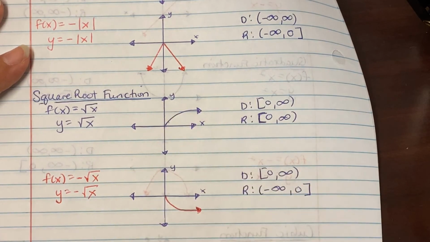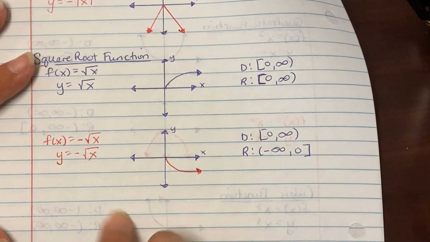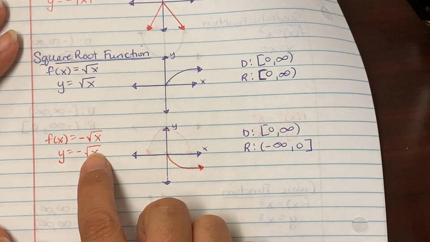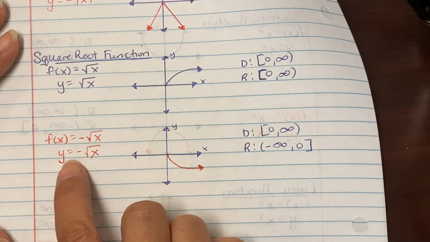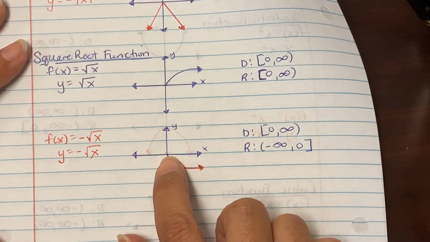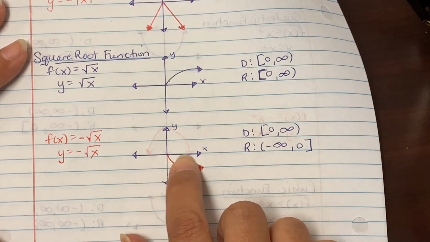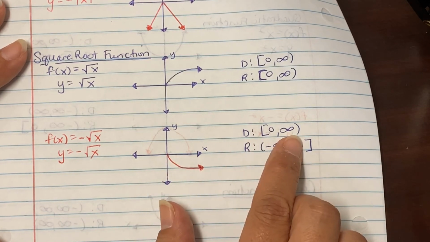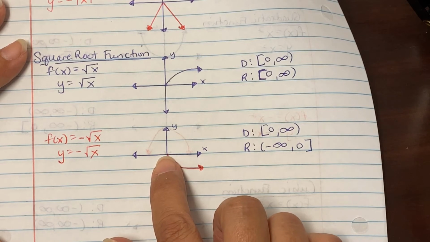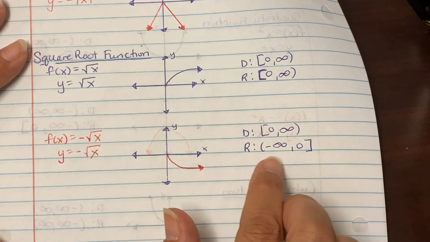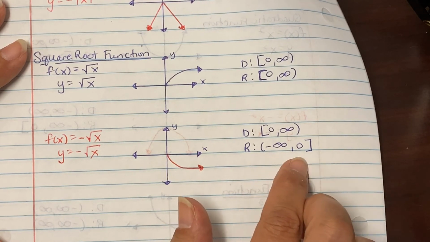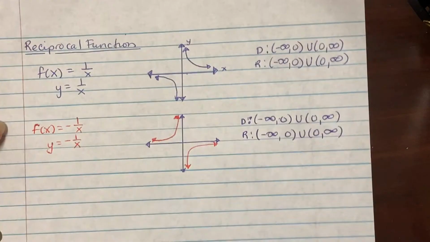The reflection, or the negative side of a square root, because remember square roots have two sides, is f of x equals negative square root of x, or y equals negative square root of x. So again, the x's, our domain, go from 0 to the right, so 0 to positive infinity. But the y values are going negatively, approaching 0, so it's the reverse. It's from negative infinity to 0, and it stops at 0.